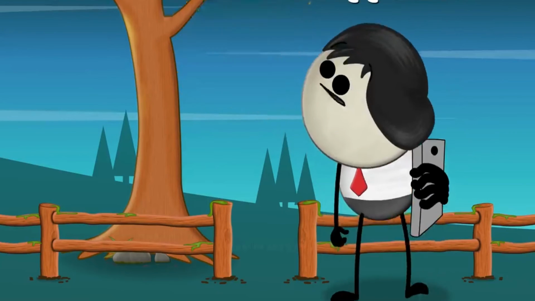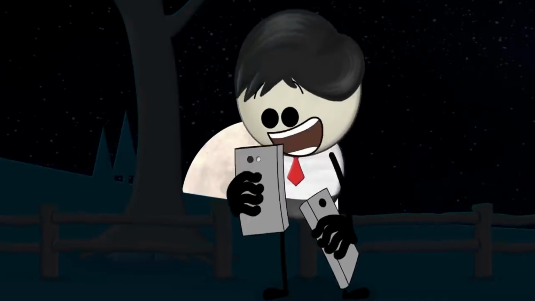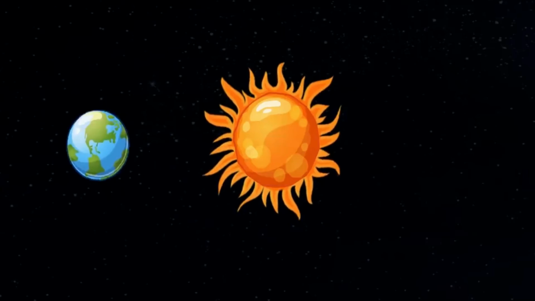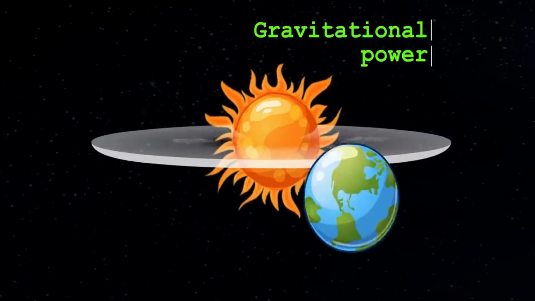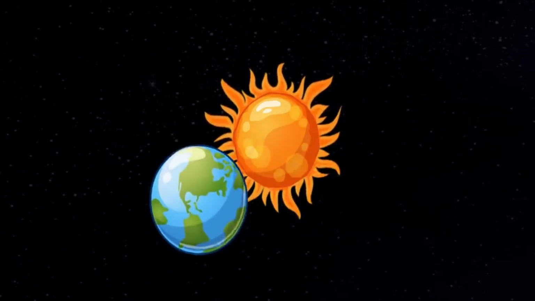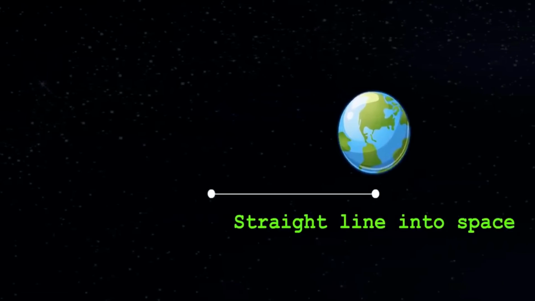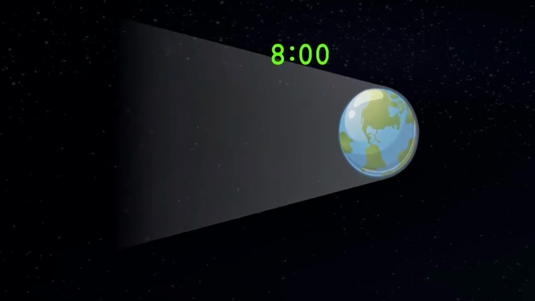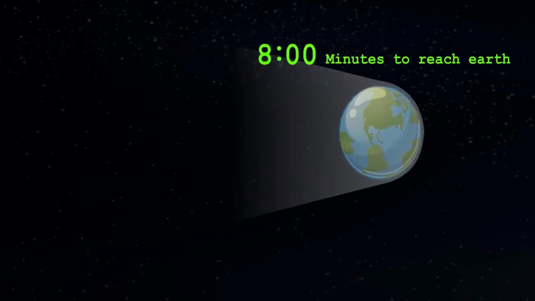What if the sun disappeared? We would need a lot of flashlights. No. The sun's enormous mass and gravitational power locks the planets in their orbits. If the sun disappeared, the Earth would fly off in a straight line into space. Earth would collapse into darkness only after 8 minutes, as sunlight takes about 8 minutes to reach Earth.